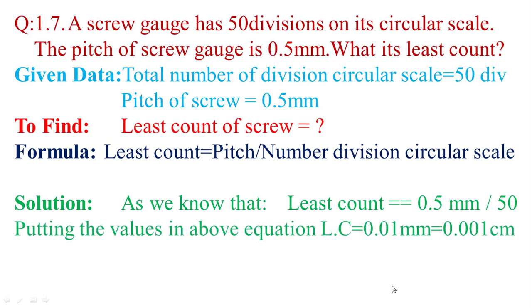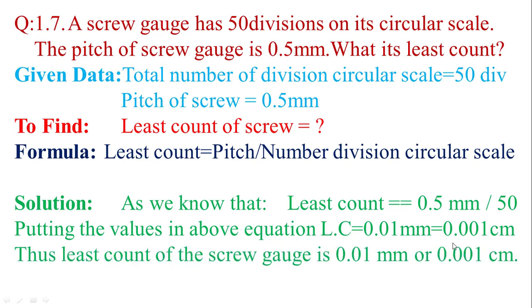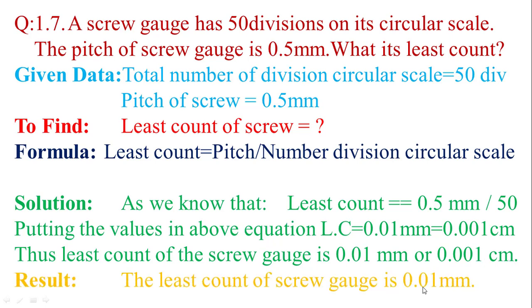The answer is 0.01 millimeter. So in the above equation, the least count is equal to 0.01 millimeter, or we can convert it into centimeter, then it will be equal to 0.001 centimeter. Thus, the least count of the gauge is 0.01 millimeter or 0.001 centimeter.